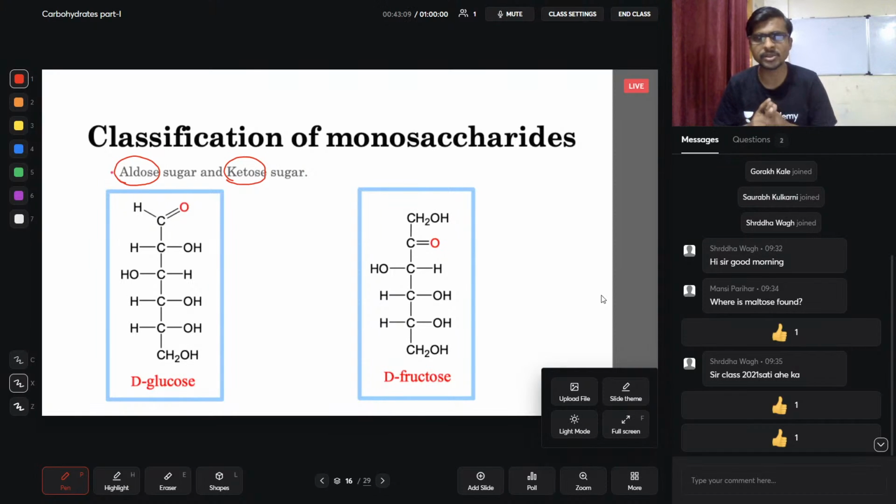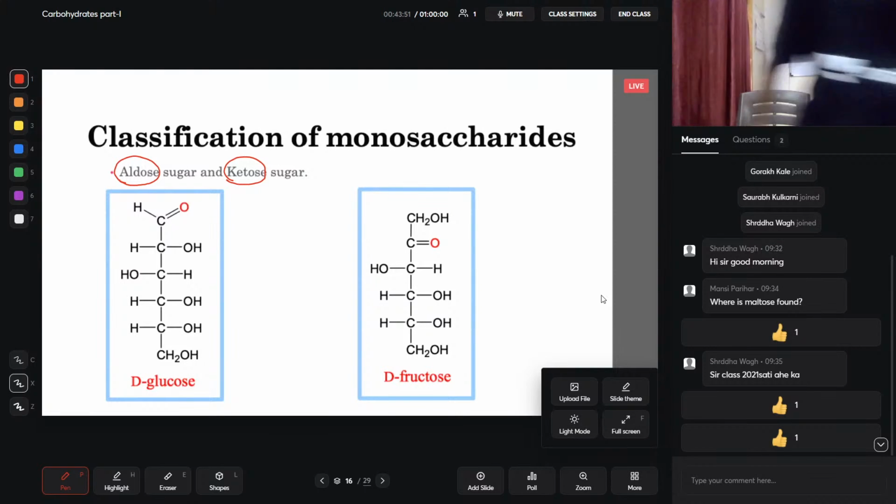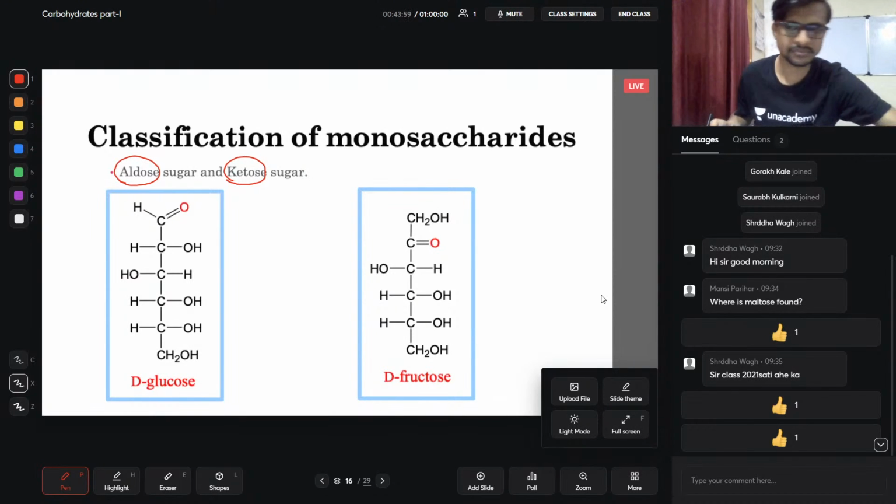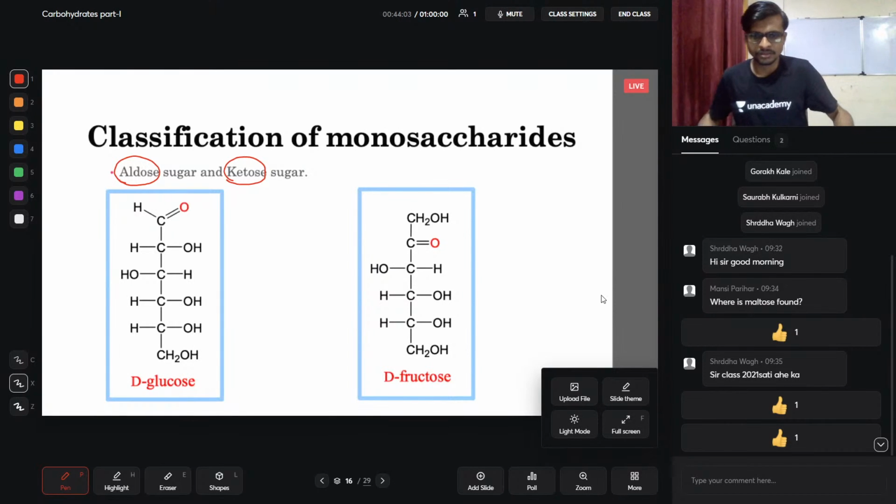In the structure of glucose, you can see there is an aldehyde group. See the double bond O, and the H at the left side is nothing but the aldehyde. In fructose you can see the second carbon is attached to the oxygen by a double bond, and that is the ketone group. That's why fructose is considered a ketose sugar, and glucose is considered an aldose sugar. Guys, you can draw this structure, the carbon with double bond O, and fructose with the carbon and double bond O, so you will remember it for a longer time.